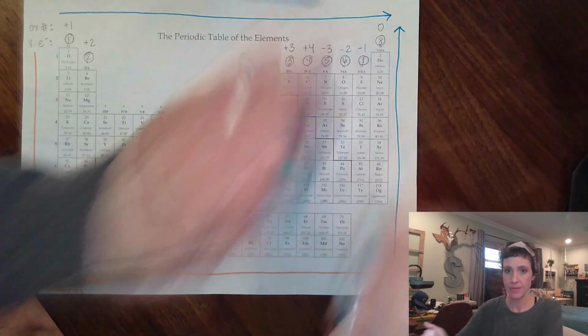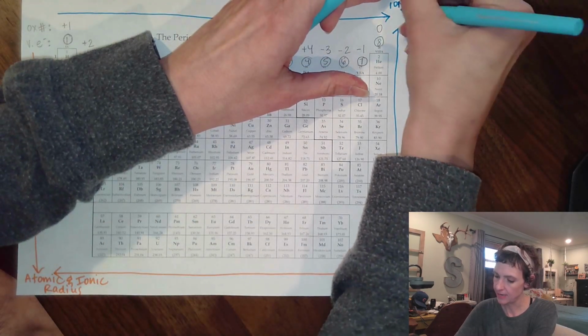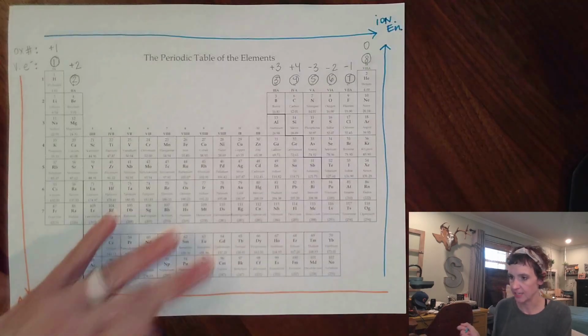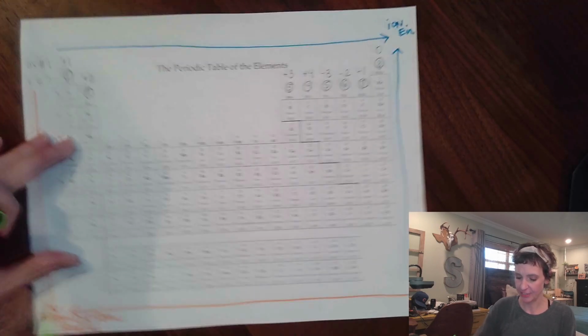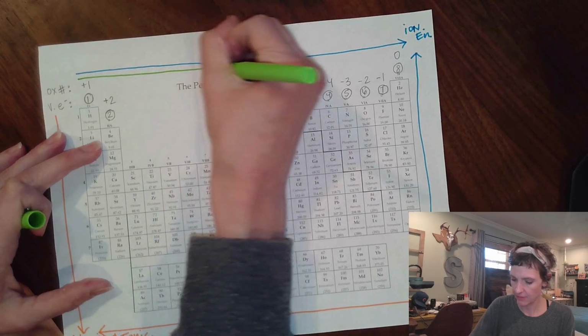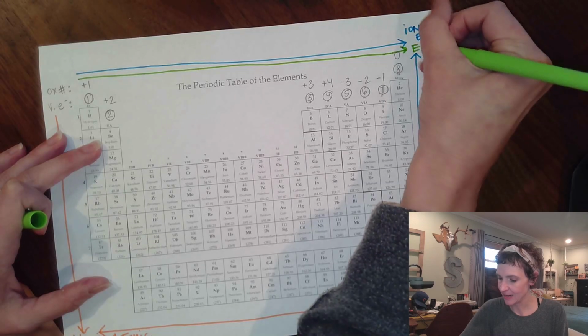All right. So we're going to say ion energy. I'm abbreviating like crazy there. That is okay. You guys get it. And then I used green for my electronegativity. I'm like, okay, cool. Look at us go. Right? So EN.